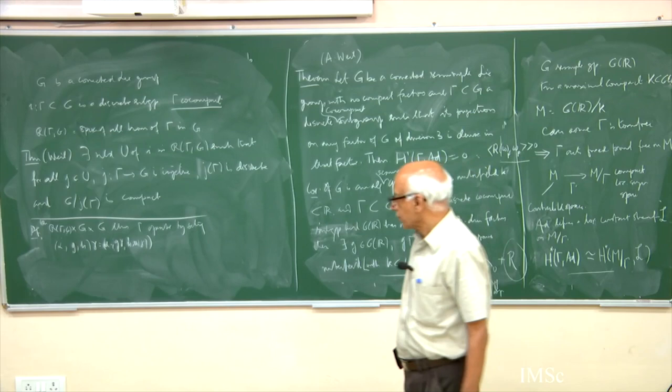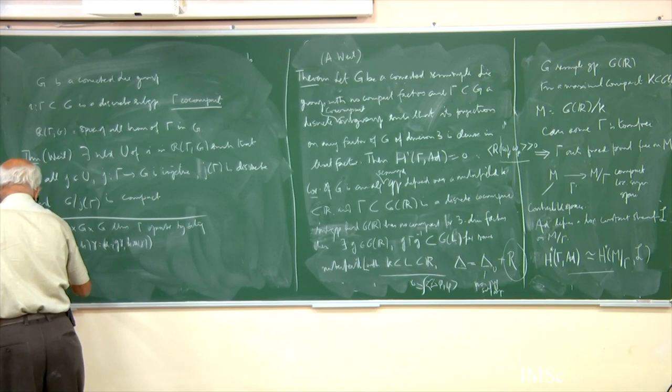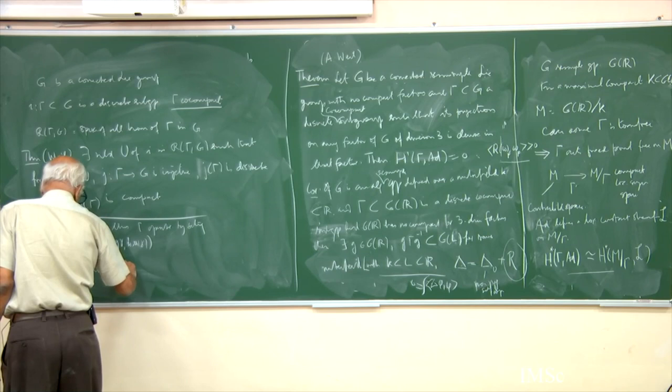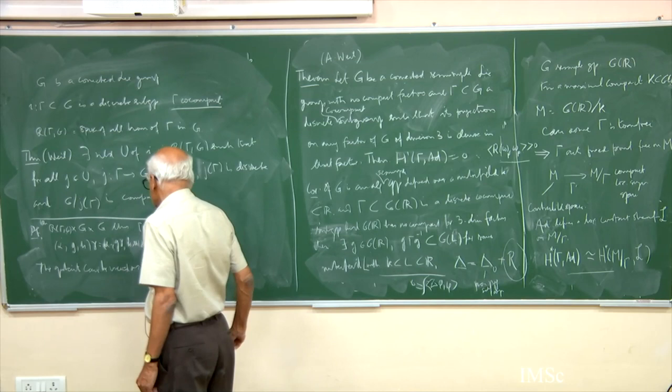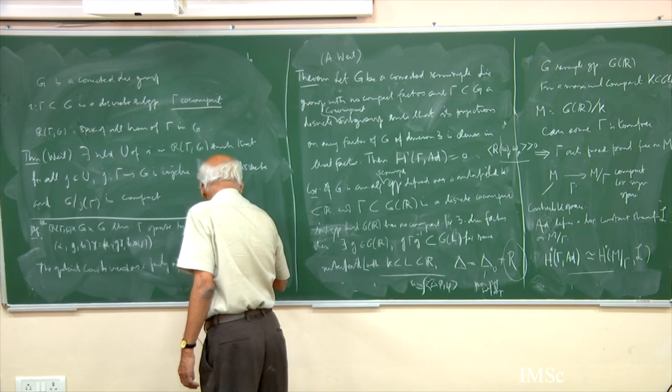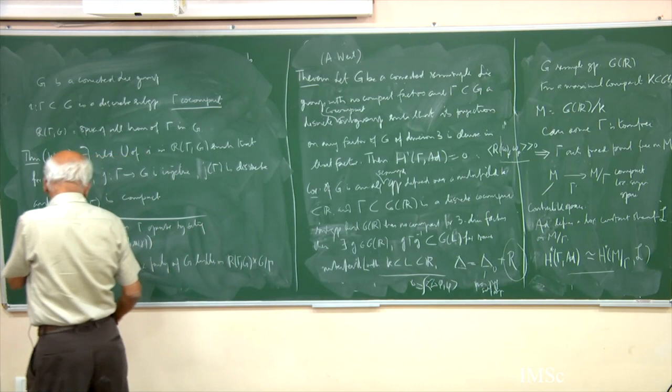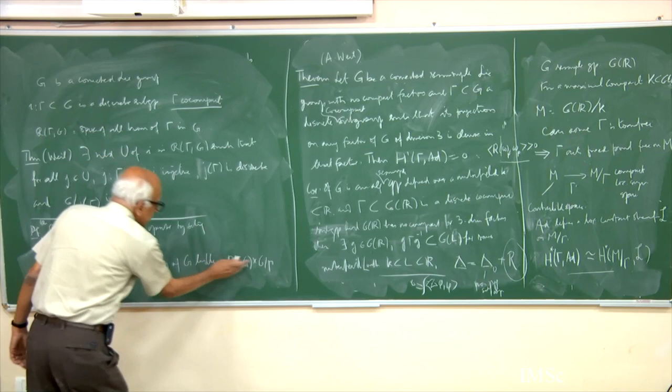The quotient can be viewed as a family of G-bundles on R(gamma, G) cross G mod gamma, a parameterized family of G-bundles with right G mod gamma, parameterized by R(gamma, G).